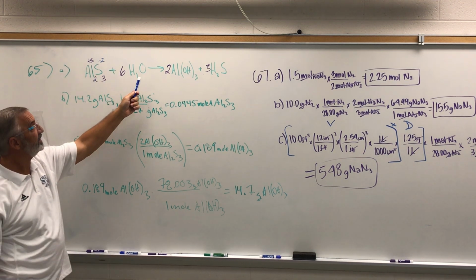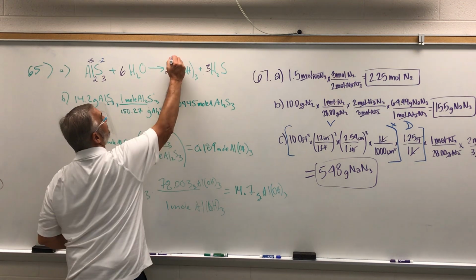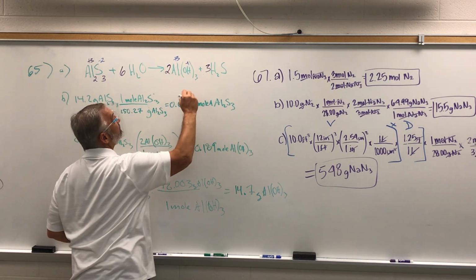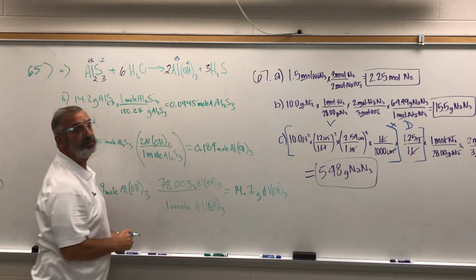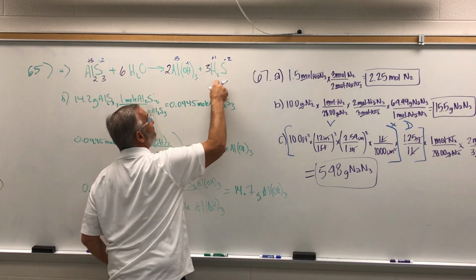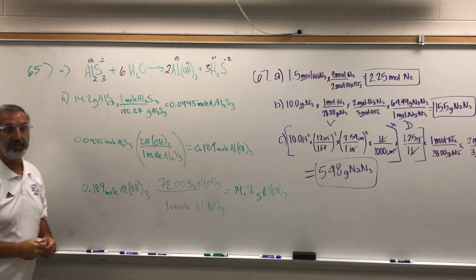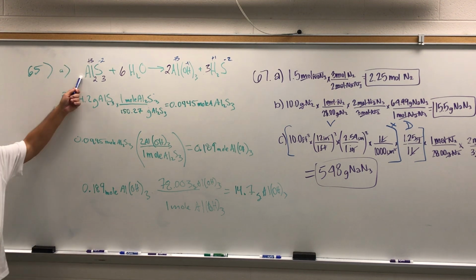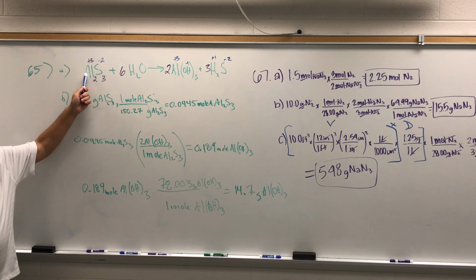Obviously we know water did a good job here. Aluminum is +3, oxygen is -1, so we're going to bring the 3 down. Hydrogen is +1, sulfur is -2, so you brought the 2 down for that one, okay? Step one of any balanced equation, step one of any stoichiometry problem is having a balanced equation.